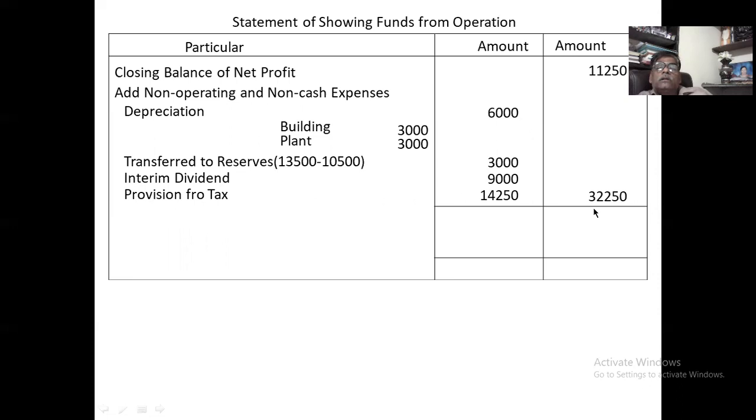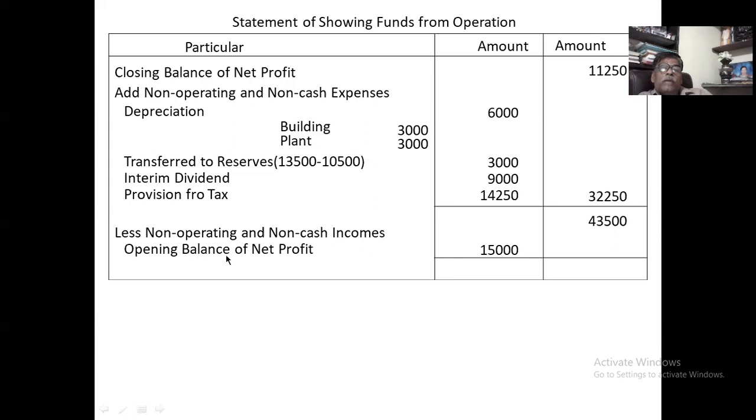You take the total of this, the total is 32,250, and total of this is 43,500. Next you have to take non-operating and non-cash incomes. Under non-operating and non-cash income there is no income, only one, that is the P&L account opening balance of net profit, 15,000. You deduct 15,000. 28,500 is called as fund from operation. Okay, fund from operation.